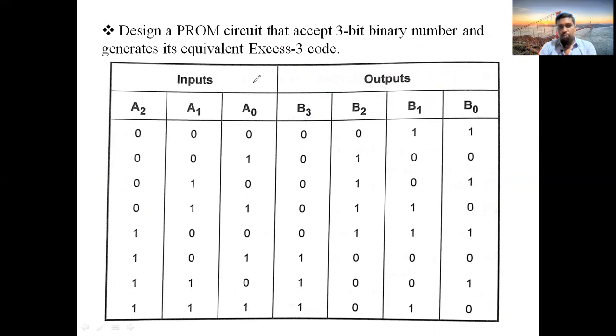Before drawing the circuit, you should know which decoder is to be used and how many OR gates are required. If you observe here, the number of inputs n is equal to 3. They have given it directly; the question itself mentions a 3-bit binary input. So the n value is equal to 3.